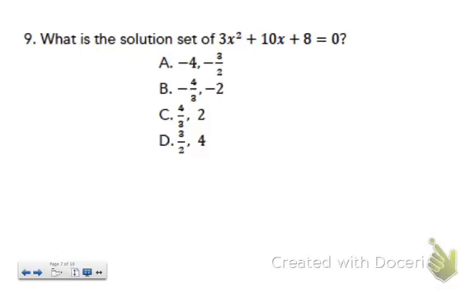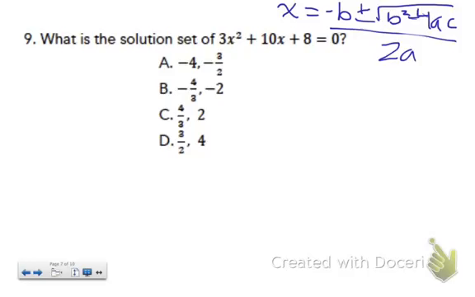We're looking for the solutions. And you could factor by doing slide and divide. Just so that we can see one example of the quadratic formula, that's what I'm going to use for this one. Okay, so there's my formula. Negative b plus or minus the square root of b squared minus 4ac, all divided by 2a. So to make it easier to plug in, I'm going to write a is 3, b is 10, and c is 8.